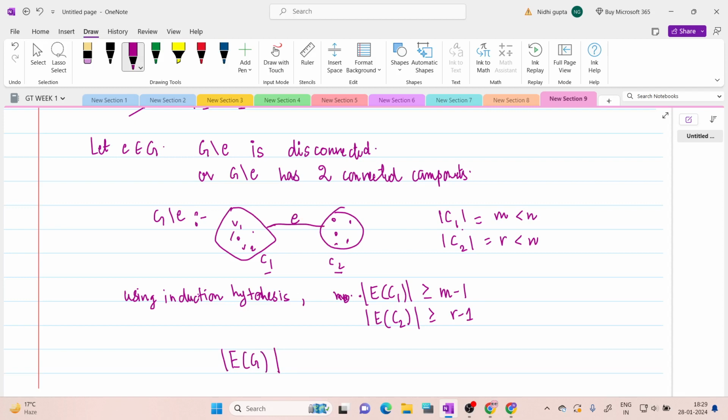So we started with a connected graph with a minimum number of edges, and we removed one edge from it. Then we get the following graph, G minus E, which has two components, C1 and C2. The first component has M vertices, the other component has R vertices. From the induction hypothesis, edges in C1 will be greater than or equal to M minus 1 and edges in C2 will be greater than or equal to R minus 1. So what can we say about the edges in G?